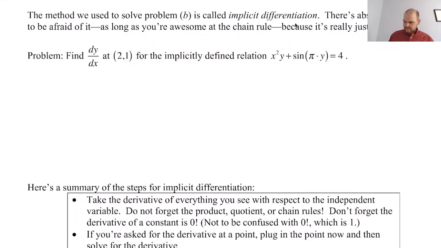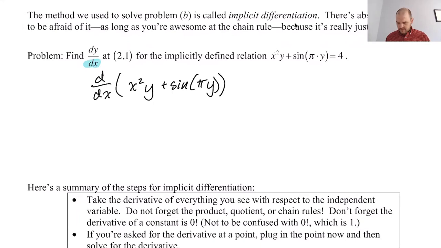So let's do it. What I usually do, I try to always remember this, sometimes I forget, I'm going to write that we are finding d dx. Why are we finding that? Because if that said d dz, I'd be doing d dz of both sides. Totally different problem. d dx of x squared y plus sine of pi y, I like saying pi y, equals d dx of 4.